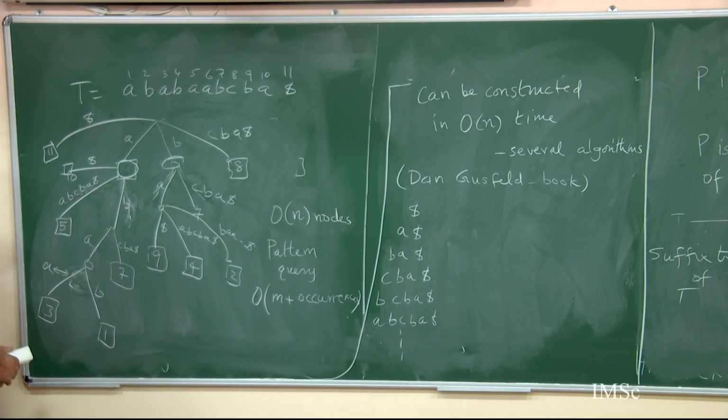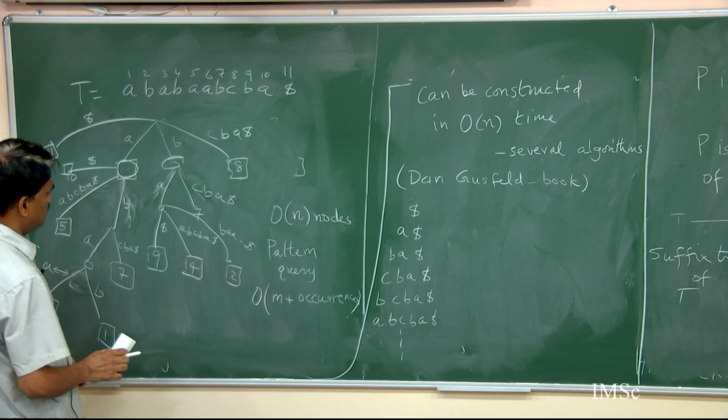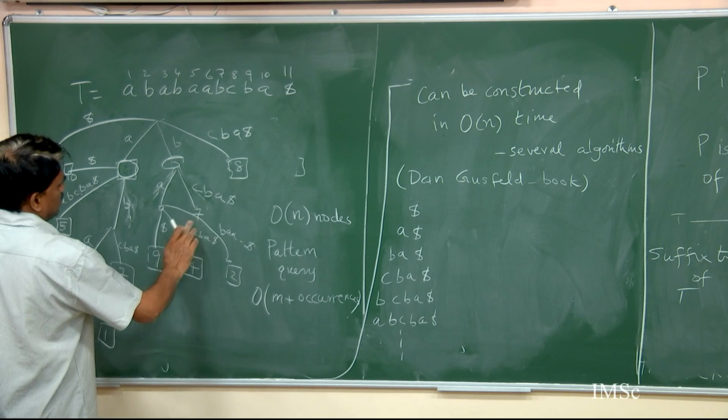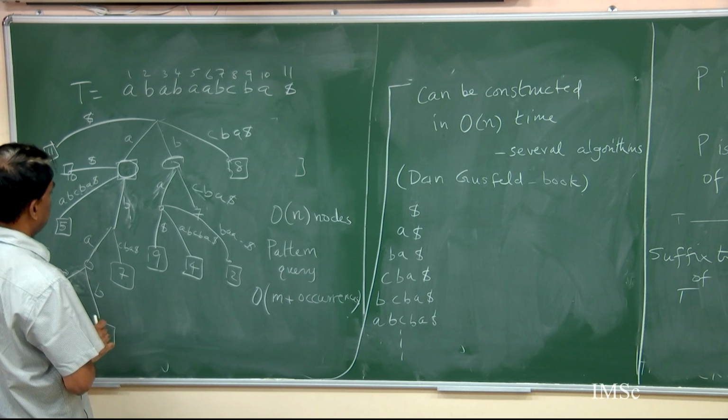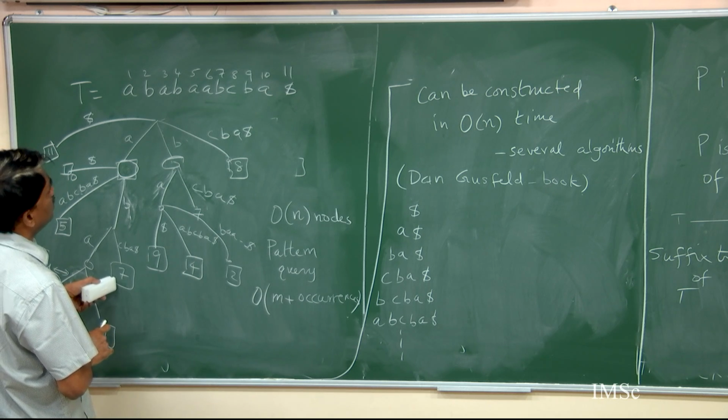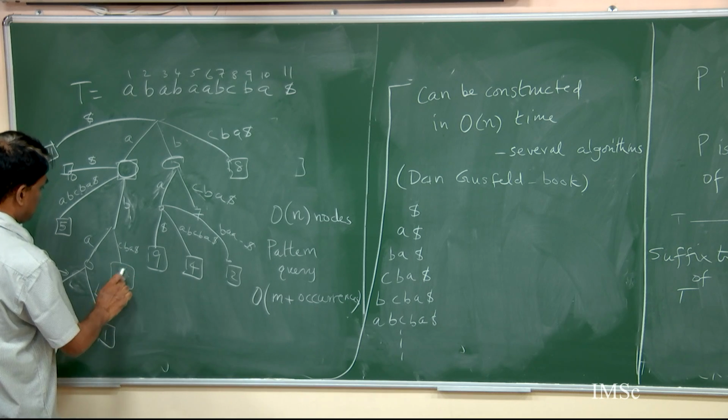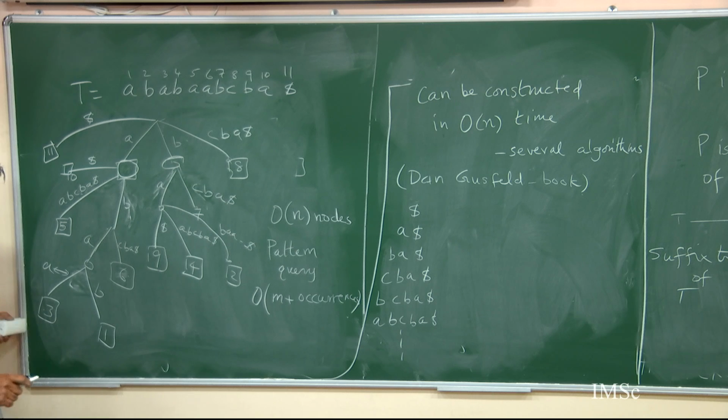Then, if you read off these labels, 11, 10, 5, 3, 1, 7, 9, 4, 2, 6. Is it 7? I don't know what it is. I have also 7 here. This is probably 6. So, if you read these suffixes in this order, that actually gives you a lexicographically sorted order of the suffixes.